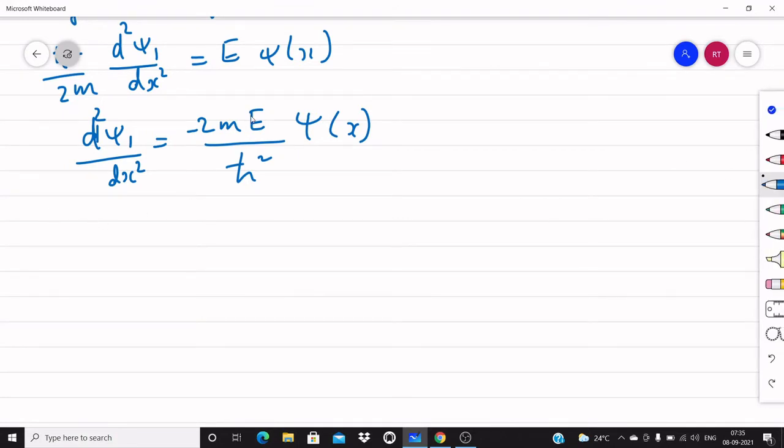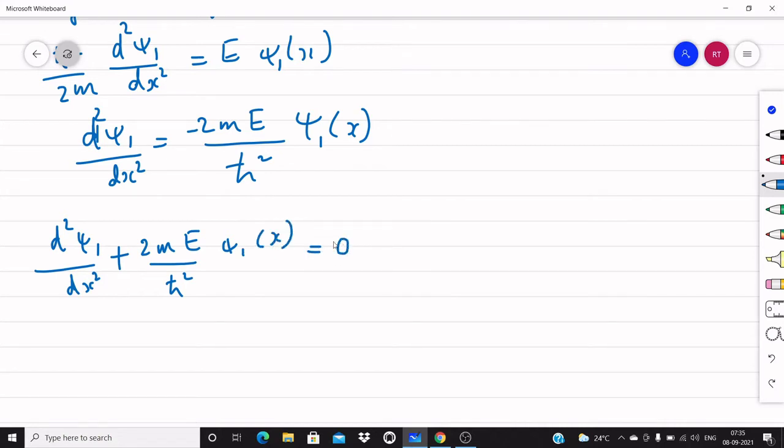We'll take this term to the left hand side. So we will have d square psi1 by dx square plus 2me by h cut square psi1 of x is equal to 0. Sorry, here also I am supposed to write psi1. So this is the Schrodinger equation in region 1.